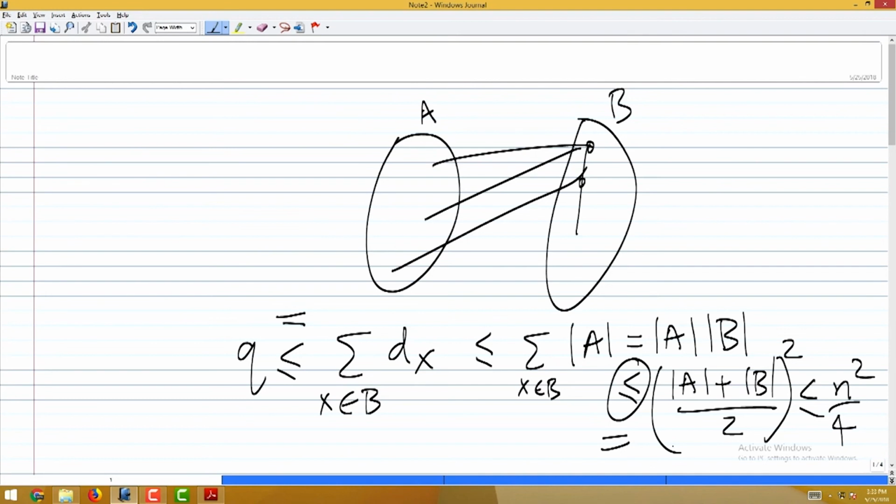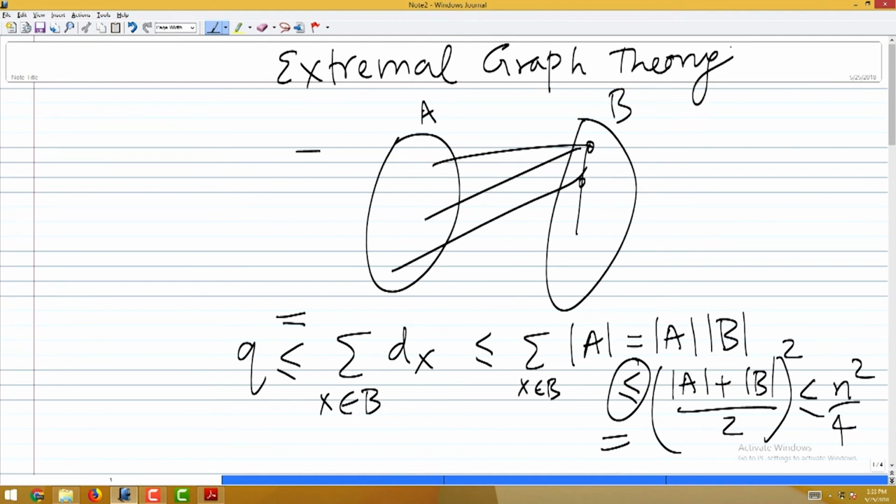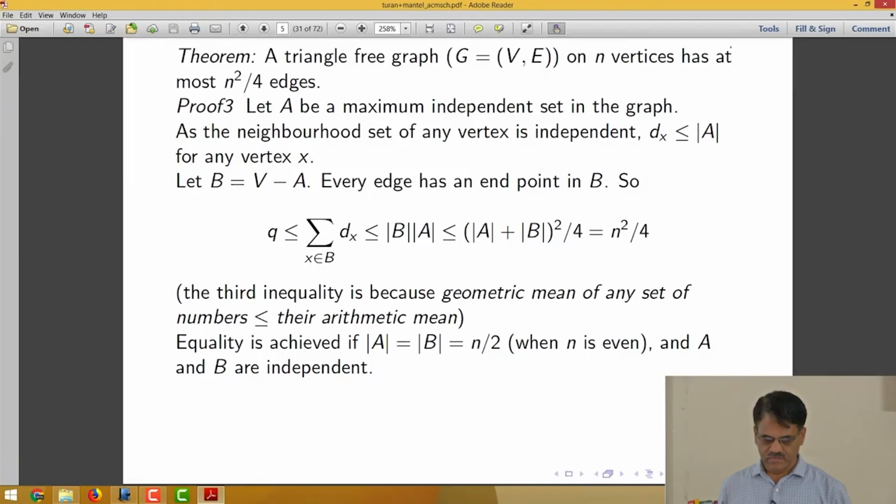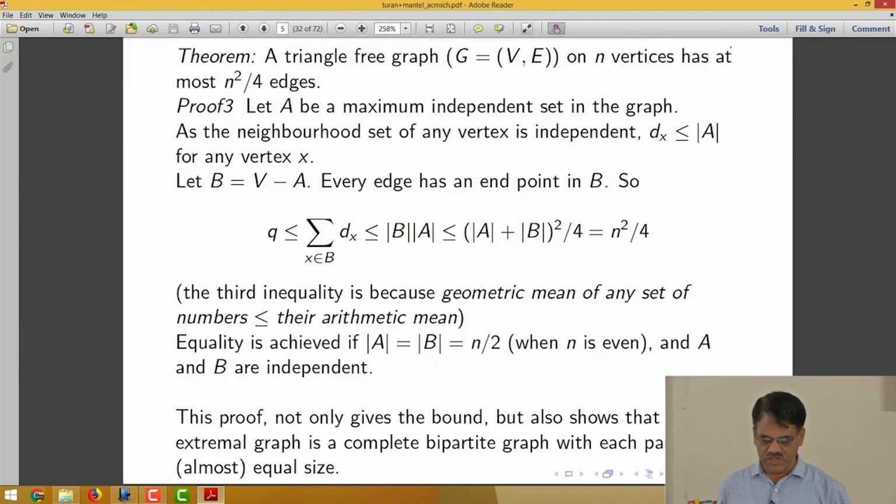So, all this fits into this whole area of extremal graph theory, where one is interested in some property of graphs which don't have this, what is the maximum number of something, minimum number of something. These are some very useful results, they come handy in many applications. And so this proof not only gives a bound, but also shows that the extremal graph is a complete bipartite graph with each part having almost equal size. Okay, almost, because n may not be even, right? So, you can't say n by 2, n by 2, so just the difference of at most 1.